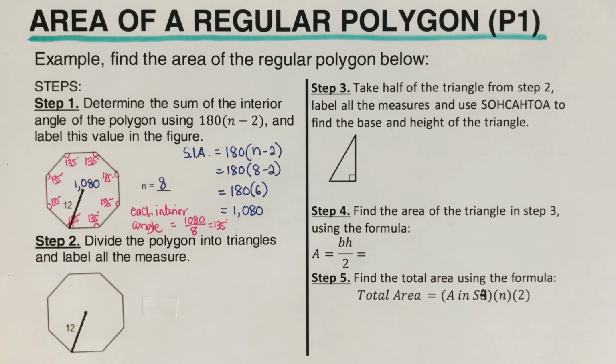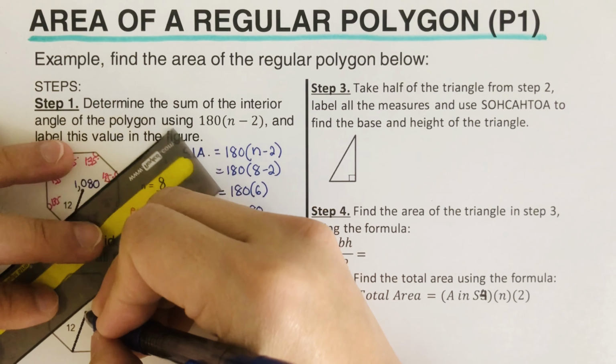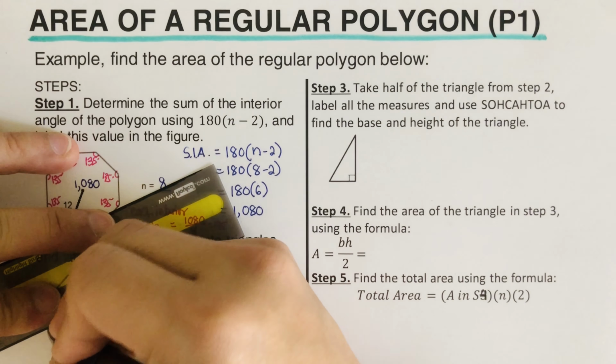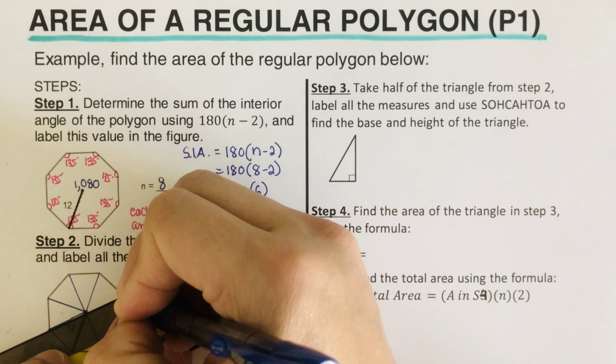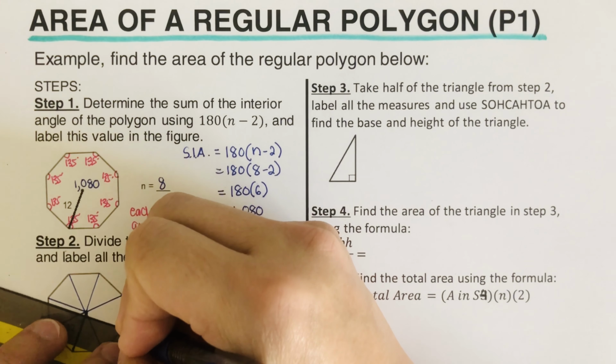Next step, again, our task is to determine the area of this polygon. Our next task is to divide the polygon into triangles and label all the measures. So from here, I can go ahead and divide it into parts. I'm just going to draw some triangles on this polygon, and then draw the rest of the parts as well. This is actually the second step. We already divided it into triangles, and we are going to label the parts.